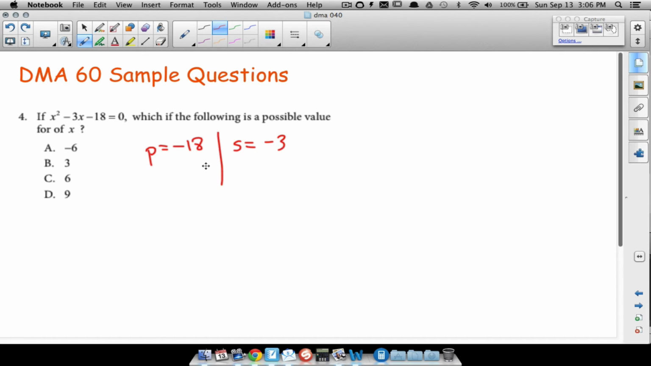Now this takes a lot of practice if you've never done factoring before. Knowing why we need to do this, knowing when to do this, it does take practice. But nonetheless, this is what we want to do here. What are two numbers that multiply to give us negative 18?